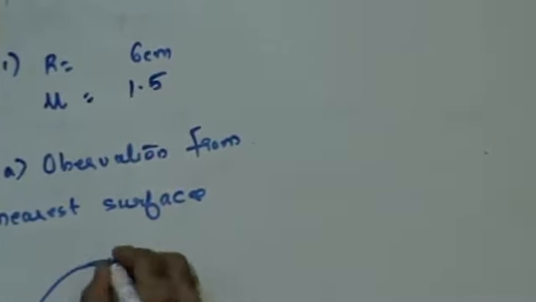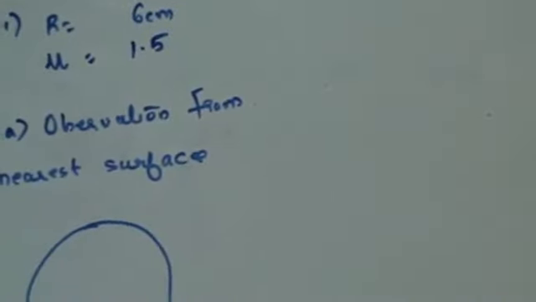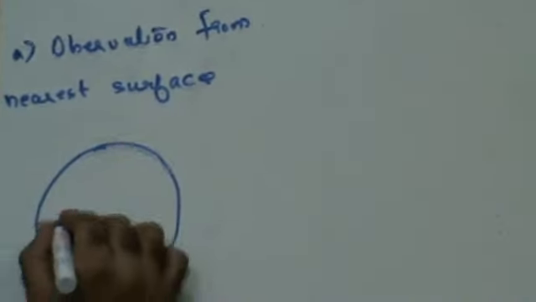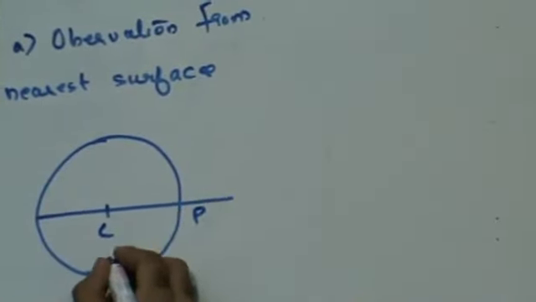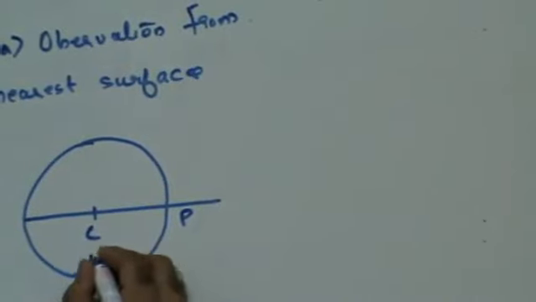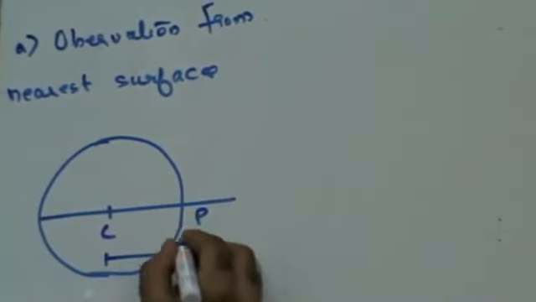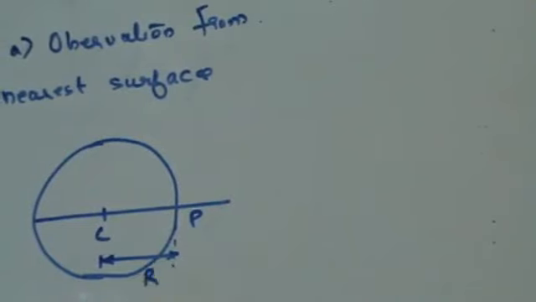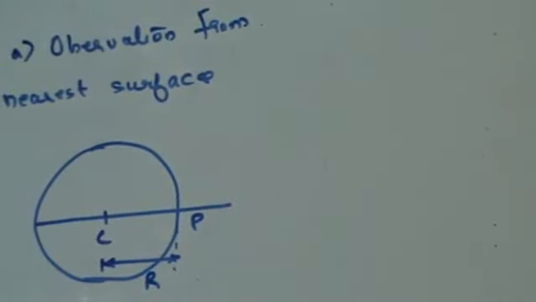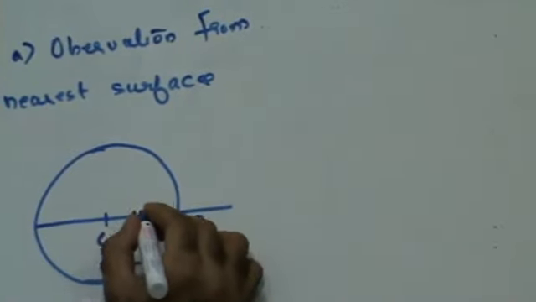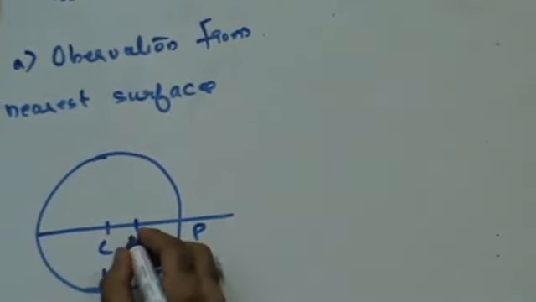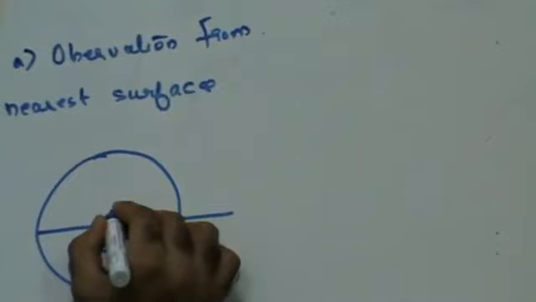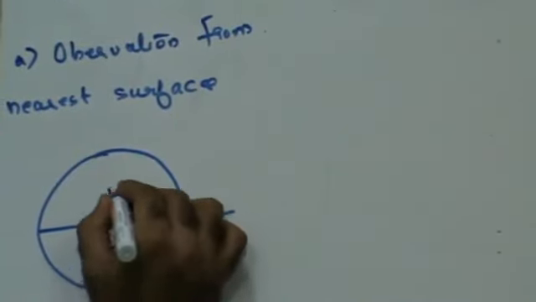You have a glass sphere. A glass sphere has a radius of 6 centimeters. This is the center and this is P. So this distance, from here to here, is going to be my radius. An air bubble is trapped at a distance of 1 centimeter from the center. So that means here is where my air bubble is going to be. Let's assume my air bubble is at a point O.